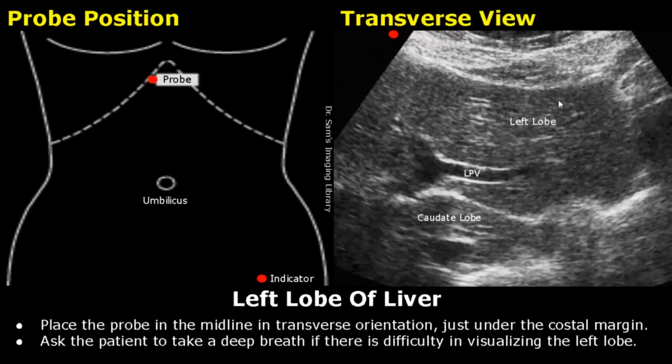This is the left lobe, and we can also see the left portal vein. It has a hyperechoic wall. This bright line is the ligamentum venosum, and posterior to that is the caudate lobe. If there is difficulty in visualizing the left lobe, ask the patient to take a deep breath.